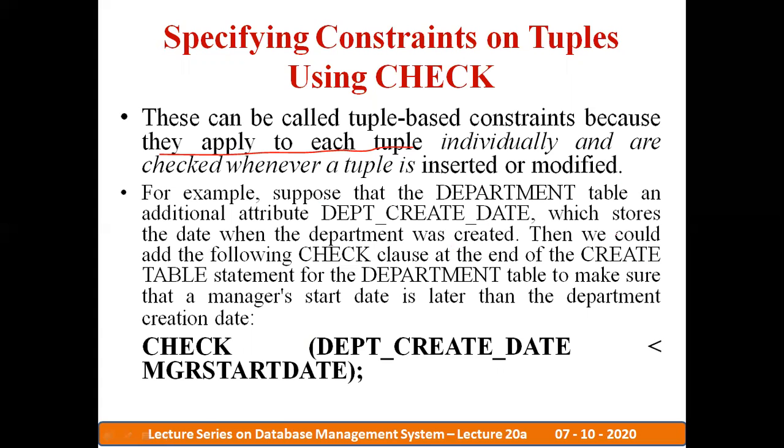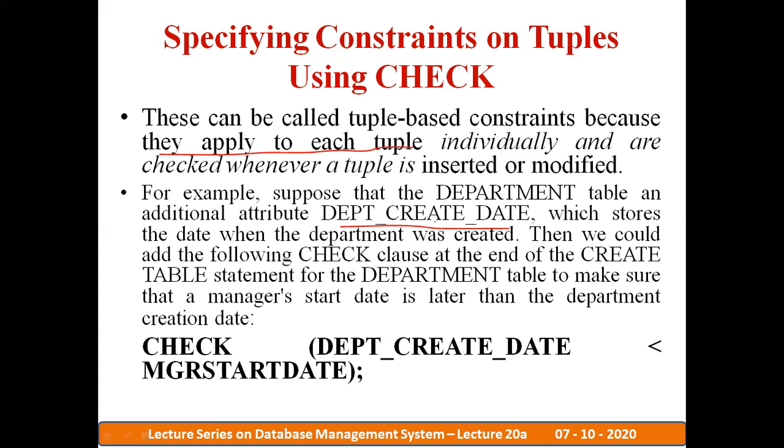Suppose that the department table has an additional attribute, the department created date, which stores the date when the department was created. Then we could add the following check clause at the end of the create table statement for the department table to make sure that the manager start date is later than the department creation date.